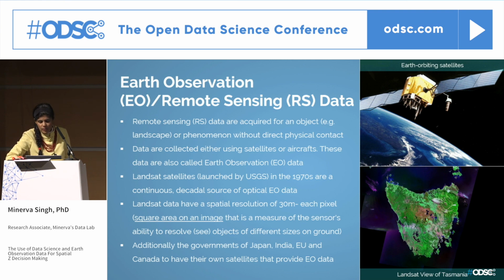And on the bottom right corner, you can see the Landsat view of Tasmania. And the different colors, they are influenced by the different features present on the ground, including things like vegetation. Darker green colors mean darker vegetation, and so on. Additionally, the governments of Japan, India, and Canada have also launched their satellites which provide Earth observation data.